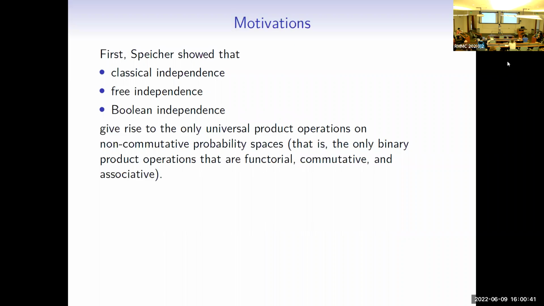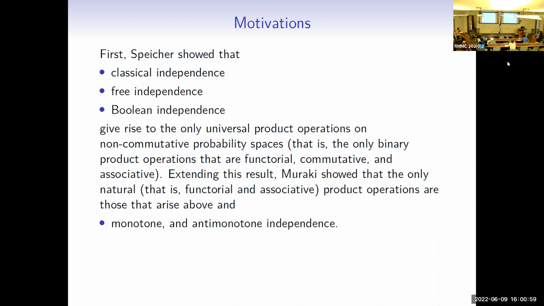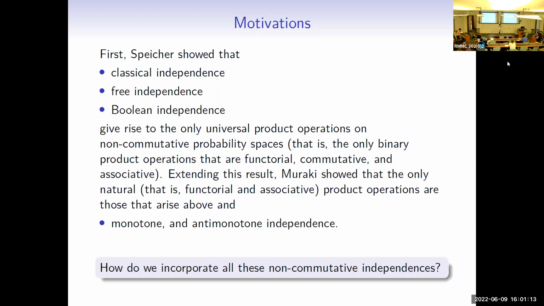Okay. So the motivation is to study different kinds of non-commutative independence. Speicher has shown that classical, free and Boolean independence are the only universal product operations on the non-commutative probability space. And later, Muraki showed that the only natural product operations are these three independences plus the monotone and the anti-monotone independence. Our motivation is to try to incorporate these kinds of non-commutative independence in one umbrella. That's why we introduce this tree convolution structure to incorporate the free, Boolean, monotone and anti-monotone convolutions together.